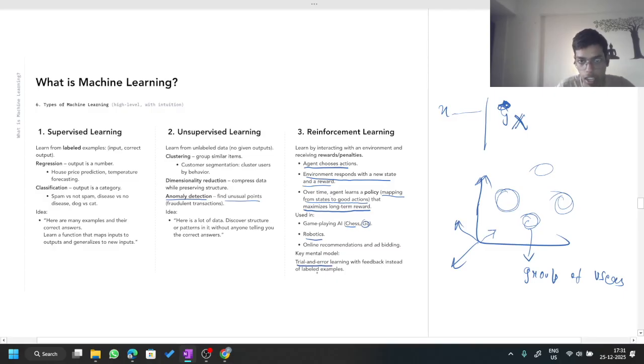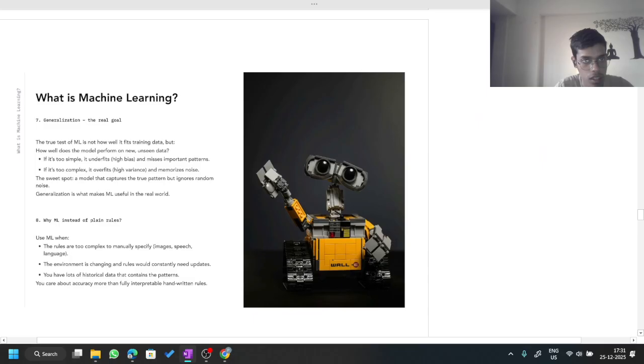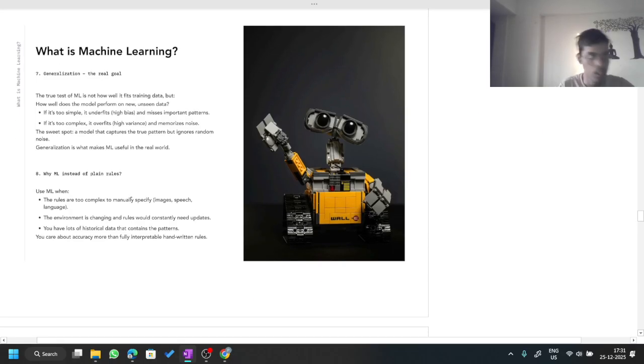And you can clearly see it as a trial and error learning experience where multiple feedbacks are given to it instead of labeled examples. And I have been emphasizing multiple times that it is just used for our generalization purpose. The true test of ML is not how well it fits the training data. It is how well it performs on unseen data.